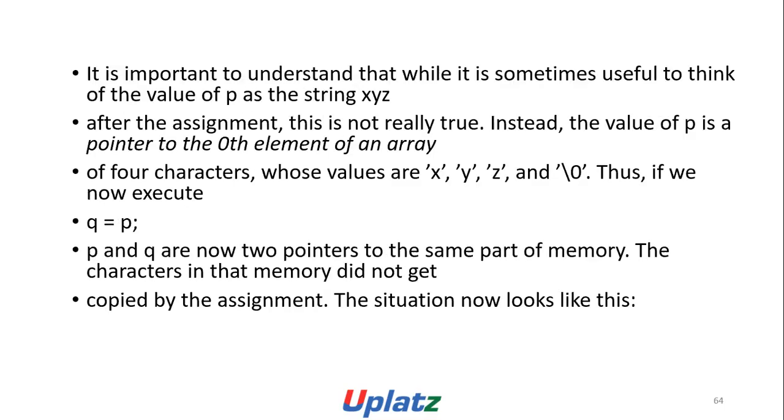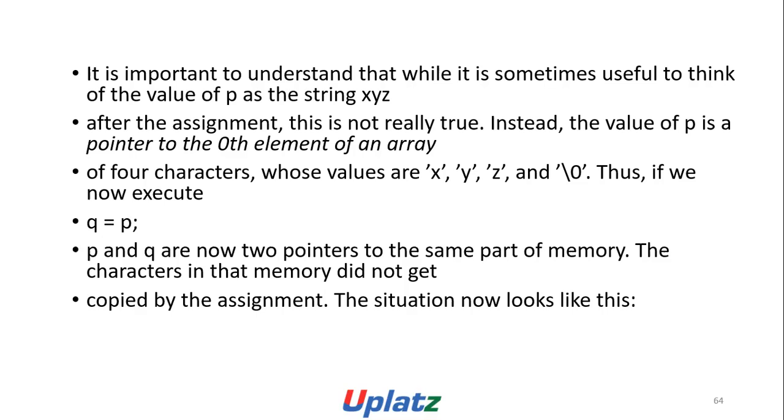It is important to understand that while it is sometimes useful to think of the value of p as the string xyz after the assignment, this is not really true. Instead, the value of p is a pointer to the zeroth element of an array of 4 characters whose values are x, y, z and \0. Thus, we now execute q = p. p and q are now 2 pointers to the same part of memory.